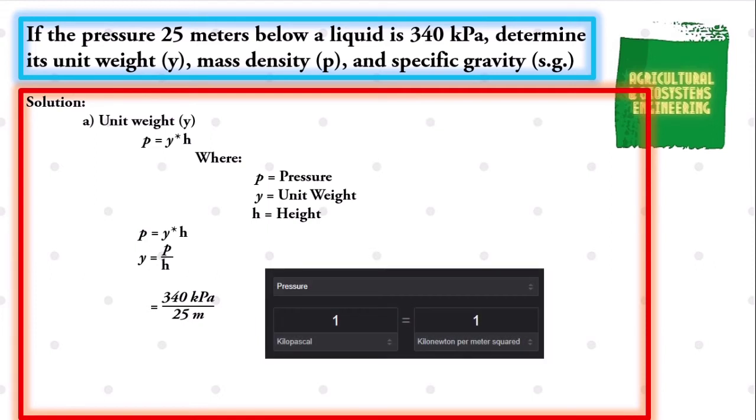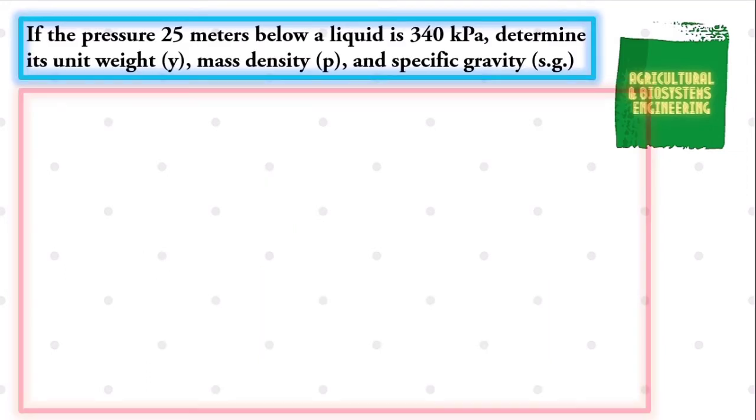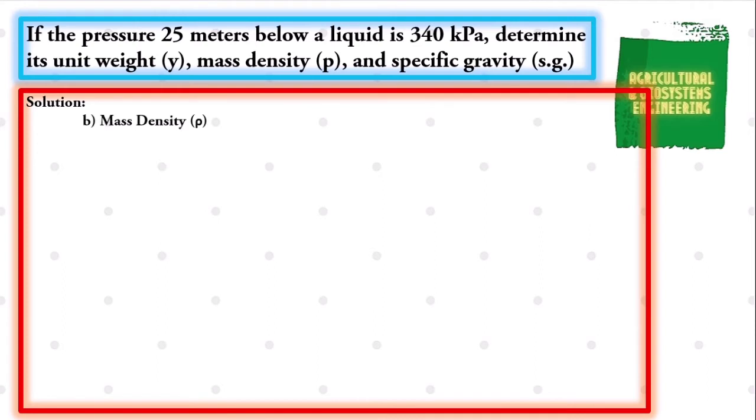We know that 1 kPa is equal to 1 kN per square meter. So, we have unit weight is equal to 340 kN per square meter all over 25 meters. We know that this is just the same as multiplying 340 kN per square meter times 1 all over 25 meters. We simply multiply and we have a final value for our unit weight to be 13.6 kN per cubic meter.